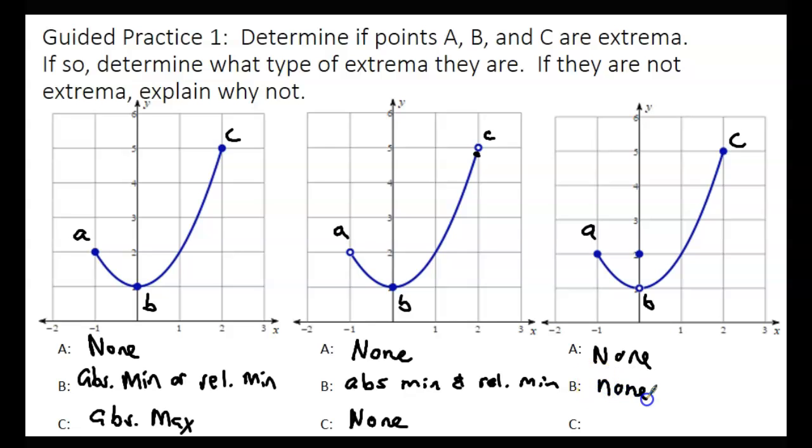None again, right? No matter how close you get to this dot, there's always going to be another point closer to that dot, which is going to be lower than the last one you picked. So there's no absolute minimum there. There's no relative minimum. There's nothing. How about C?